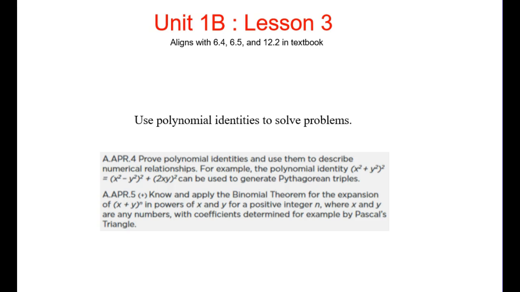In this lesson, we went through a lot of information. First, we went through some polynomial identities. We showed why the Pythagorean triple identity works as long as we're filling in positive integers. Then we also went through Pascal's triangle and the binomial theorem and how to use those to expand binomials.